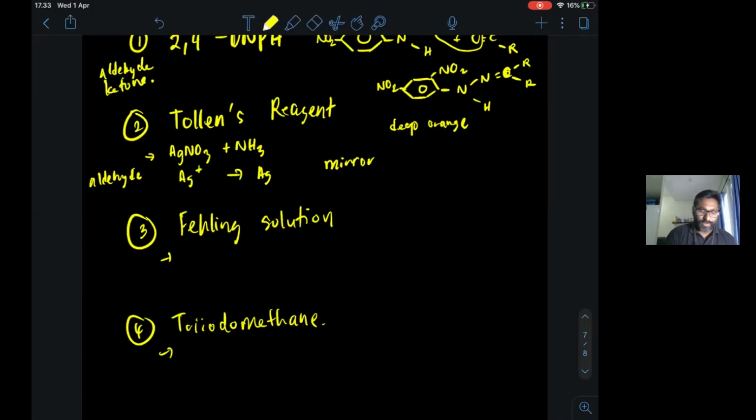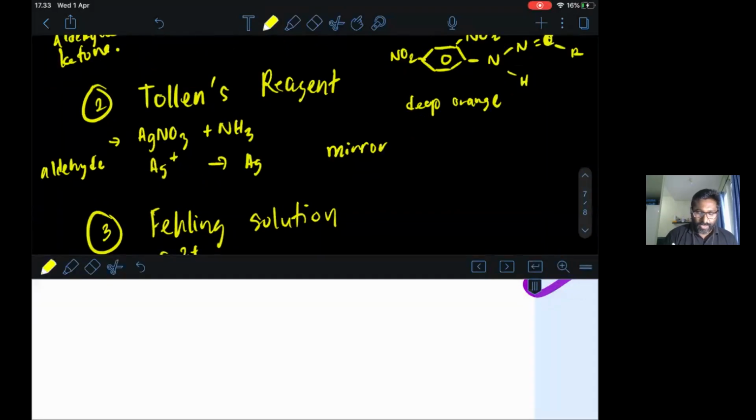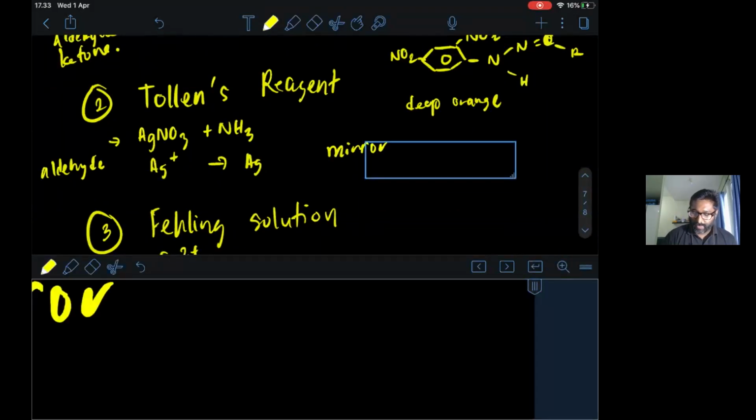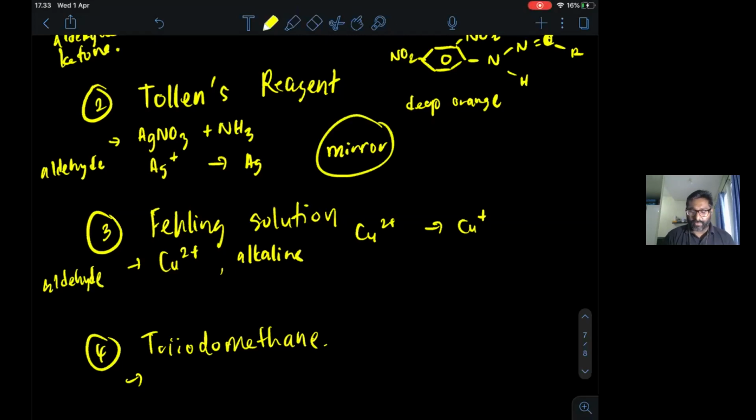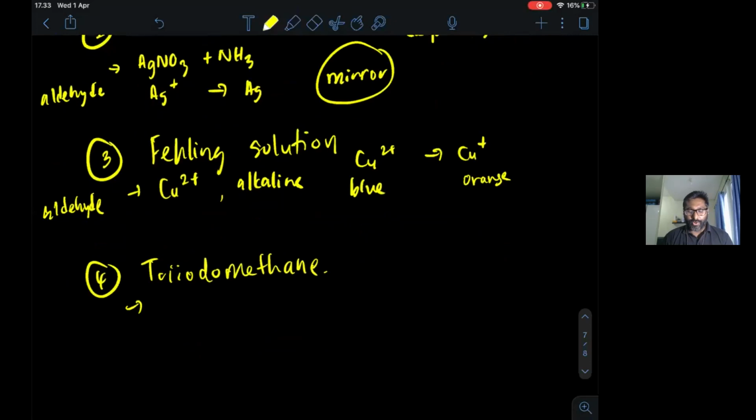For Fehling solution, it's going to be different. It's going to be Cu2+, in an alkaline solution. Basically, Cu2+ is going to change to Cu+. It's only for aldehyde, so you will have the positive result. The positive result for Fehling is that the clear blue will change into an orange precipitate. You can memorize that.